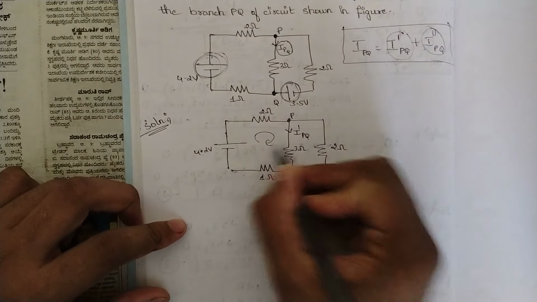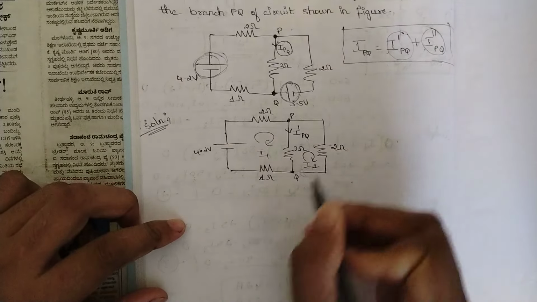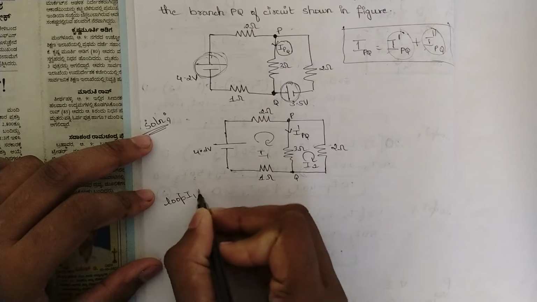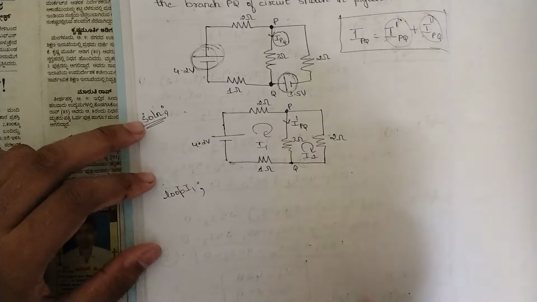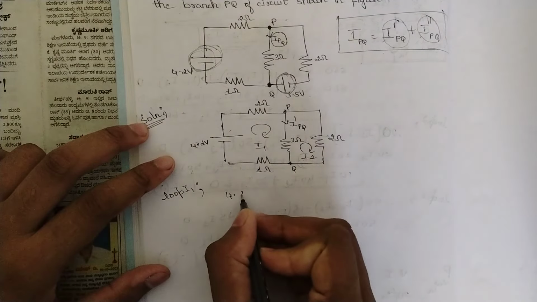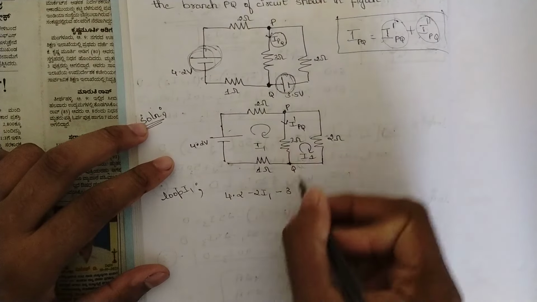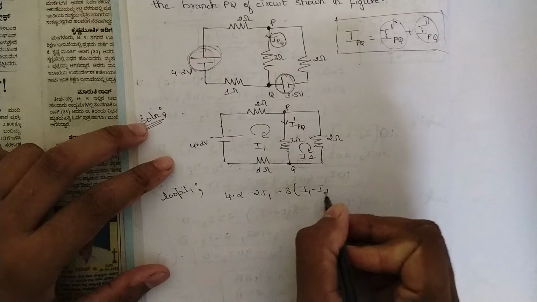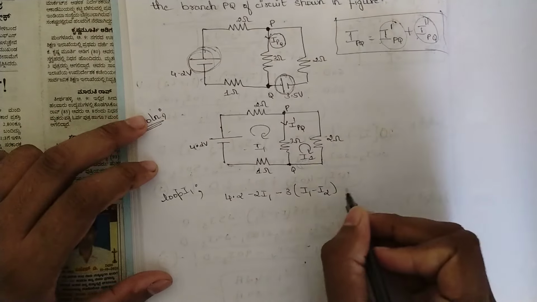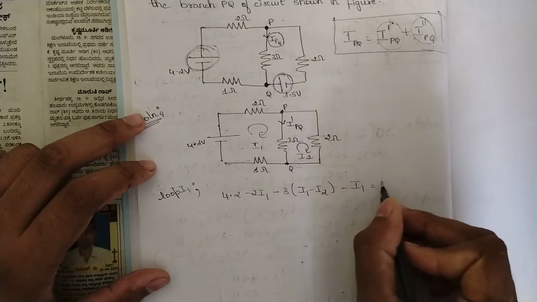Now apply mesh analysis, consider two loops, name them I1 and I2, and solve for the two separate loops. For loop I1, which we already know, we have solved so many problems. Consider the outward going sign: here it is plus 4.2, then minus 2 into I1, minus 3 into (I1 minus I2), because 3 is between I1 and I2 and we are considering I1, minus 1 into I1, equal to 0.